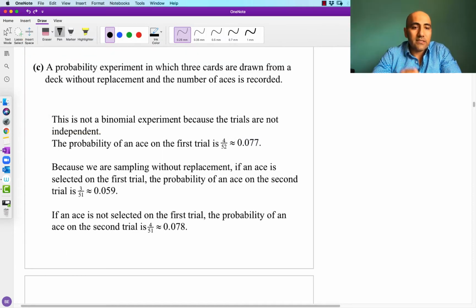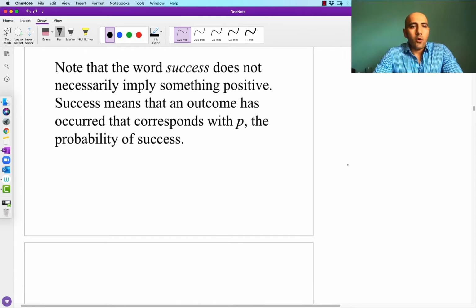Good? Okay, so this is not a situation we're going to study in this section. This does not satisfy the criteria for a binomial distribution. And in this section, we're only going to be focusing on binomial distributions, binomial random variables. Okay, a note of caution about the language.